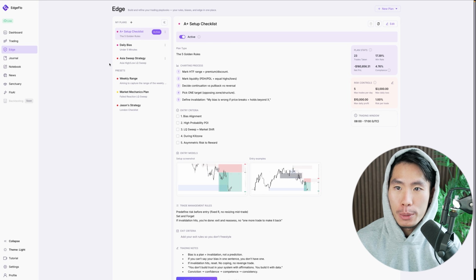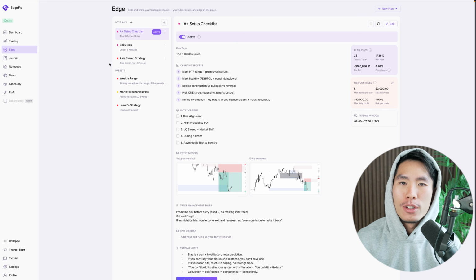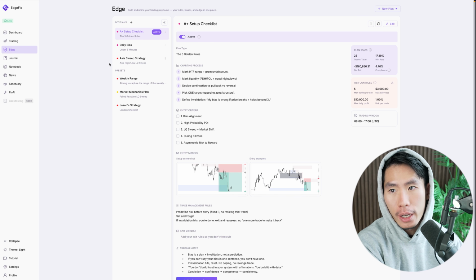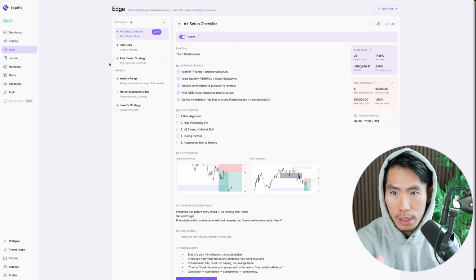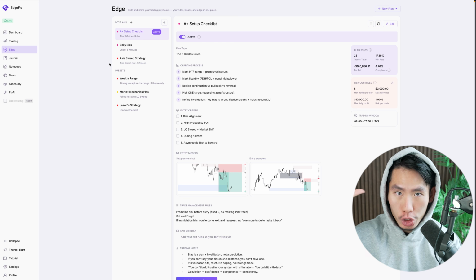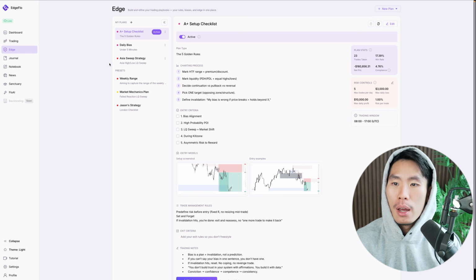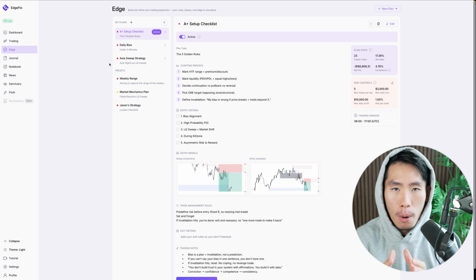Okay, this app is built in a way where it connects the whole loop. Plan your trade, prepare for the session itself, execute the trade, journal your trade, review the trade, so your edge doesn't break when emotions hit.